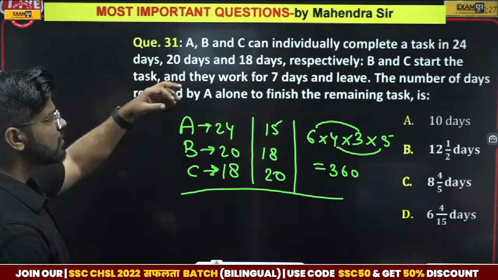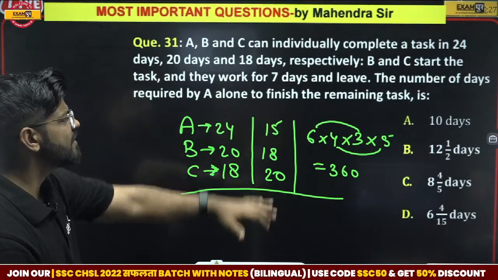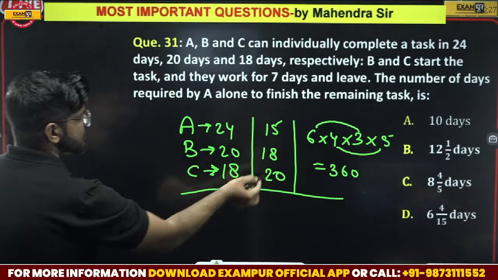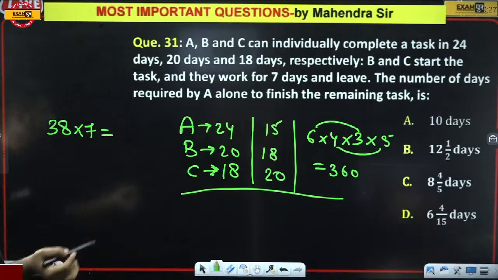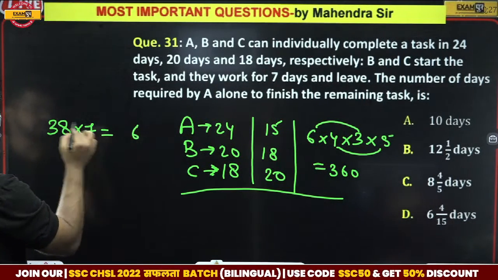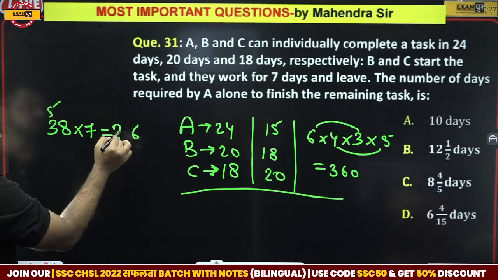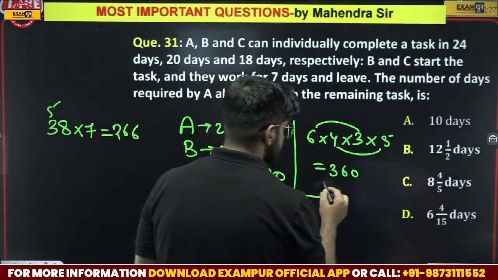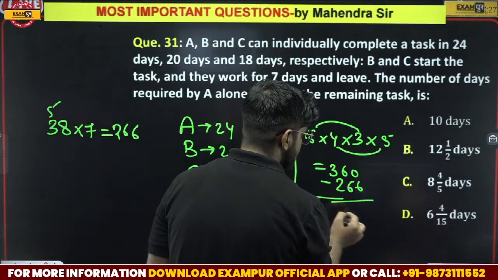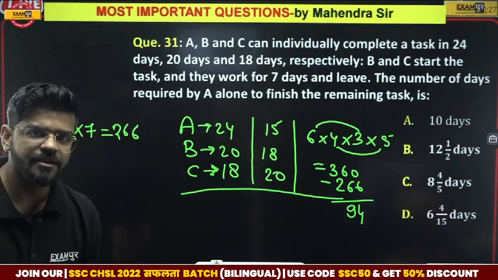Now B and C start the task, and they work for 7 days. Here B and C together is 38. So 38 multiplied by 7. How much work has been done here? 7 times 8 is 56, carry 5, 7 times 3 is 21 plus 5 is 26. So 266 of the task has been done. What is the remaining task? It is 94. Yes or no?